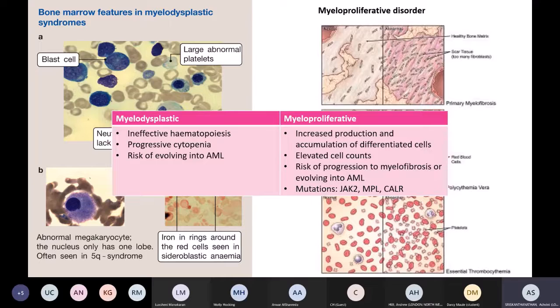So your MDS is your ineffective hemopoiesis, and it has the risk of evolving into AML. And with myeloproliferative disorders, you have the risk of also progressing into AML or myelofibrosis. And the key mutation you want to remember is JAK2, but the others include MPL and CALR.